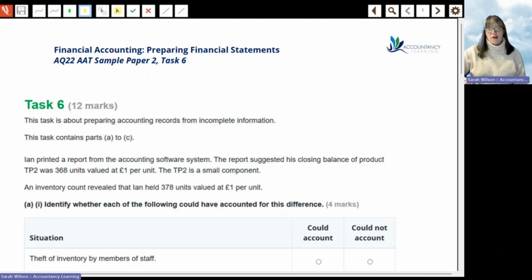Accounts AAT Sample Paper 2 Task 6. So this task is going to be about preparing accounting records from incomplete information.